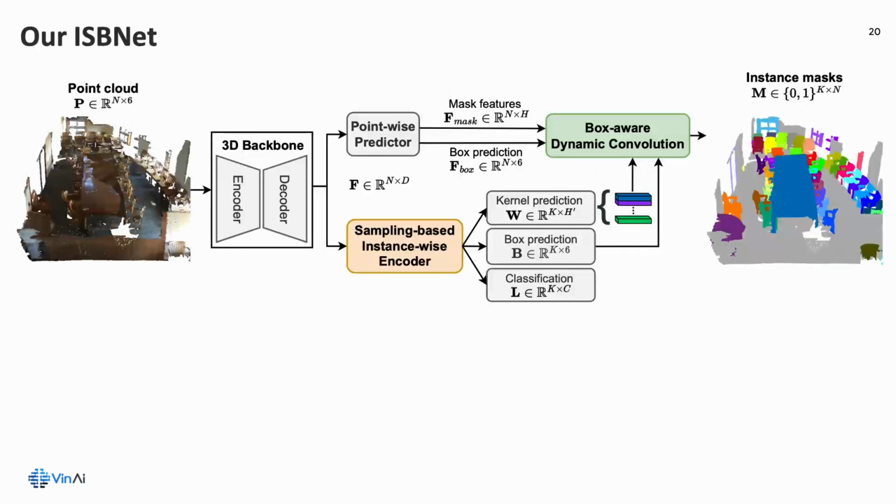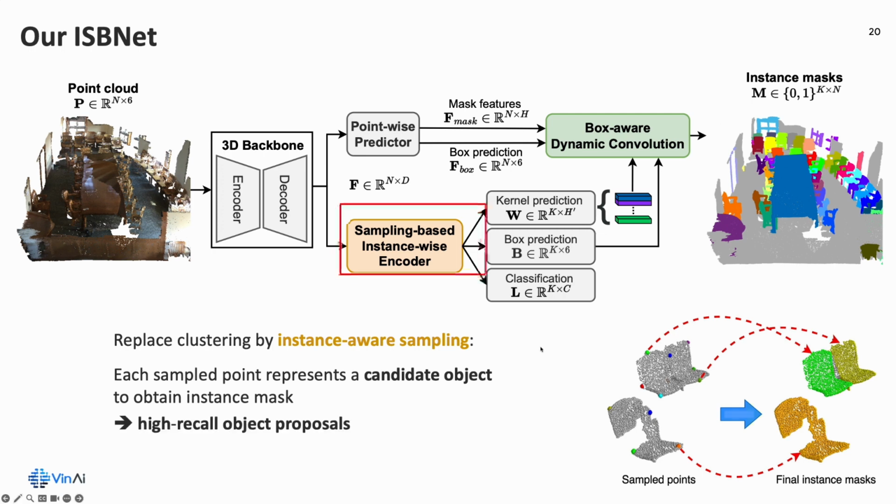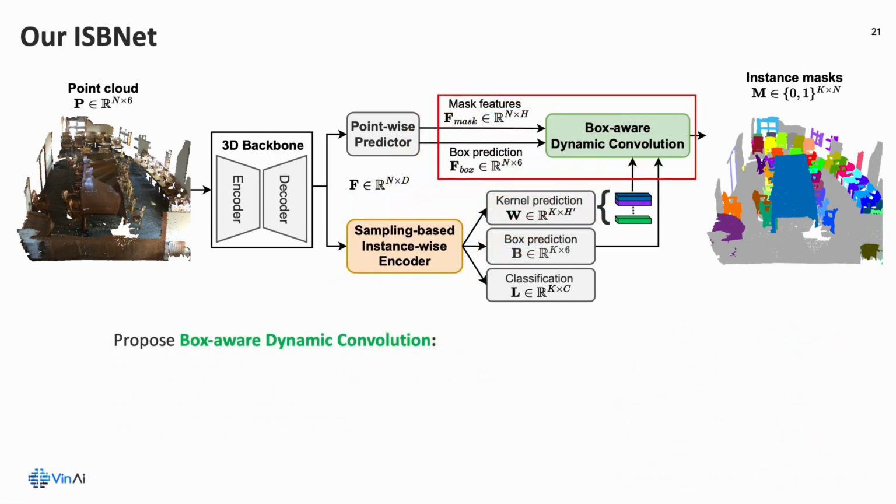To tackle these issues, we propose ISBNet with two novel designs. First, we replace the clustering module with our instance-aware sampling module. We sample a subset of k points where each point can represent a candidate object to obtain the final instance mask. With a specific strategy, these sampled points can cover almost all instances in each scene, thus yielding high recall object proposals. Second, we enhance the dynamic convolution with our box-aware dynamic convolution, in which we use the object bounding box as an additional geometric cue to improve appearance features.